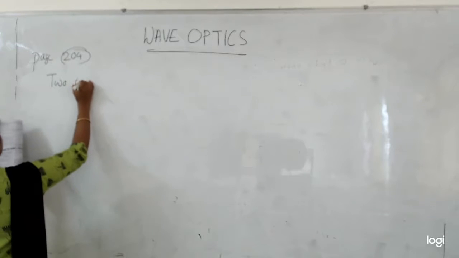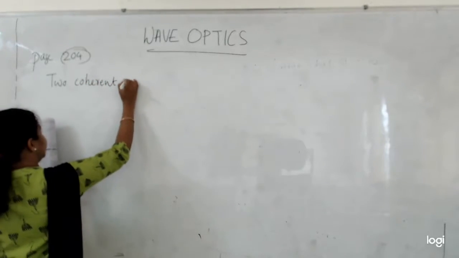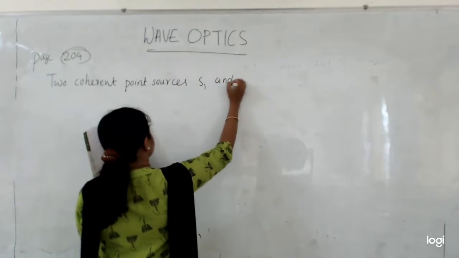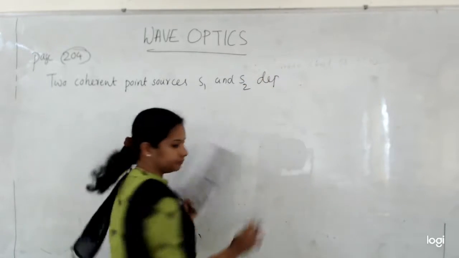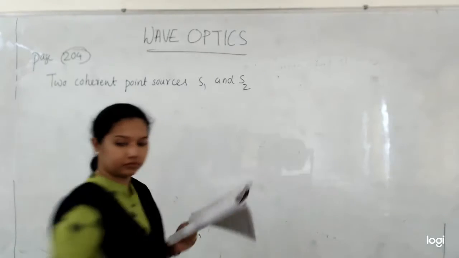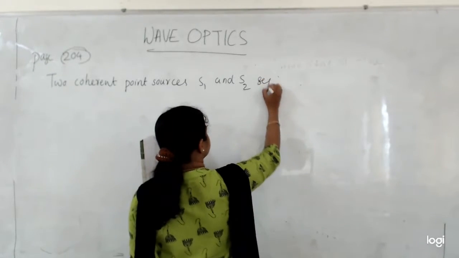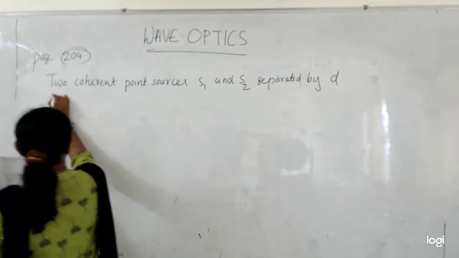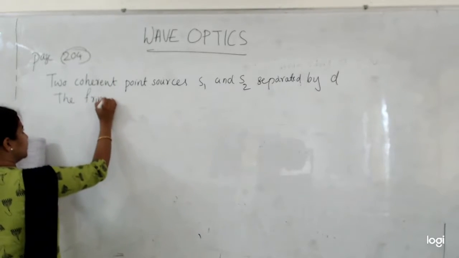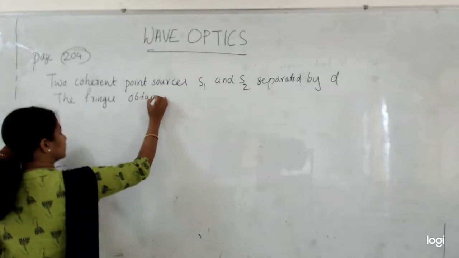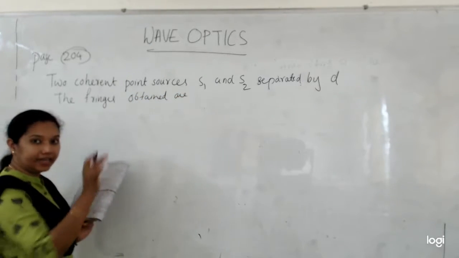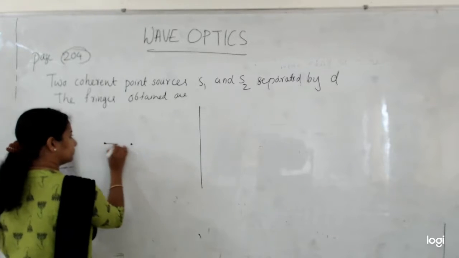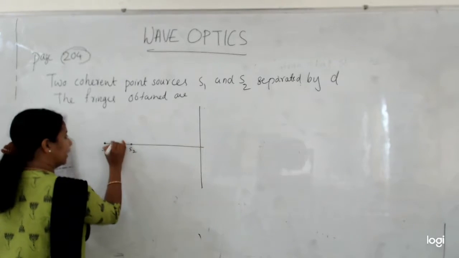Two coherent point sources, S1 and S2, separated by D. The fringes obtained are... We know that we will get alternate dark and bright bands, but the setup they gave in this question is like this. This is S1, this is S2 and this is D.